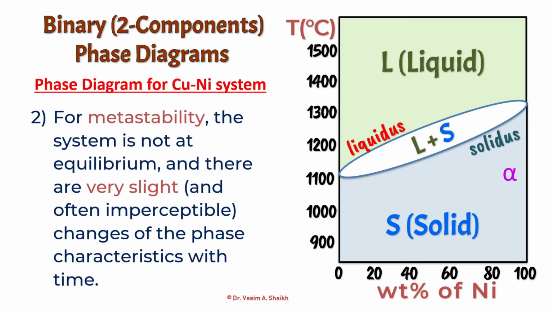But for metastability, now what is metastability? The system is not at equilibrium and there are very slight or sometimes imperceptible changes of the phase characteristics with time. So suppose we say that this phase is a metastable phase, that means we are assuming that after some time the phase might change, but these changes are very slight and even by naked eye we can't see these changes. But sometimes we say that it is a metastable phase.